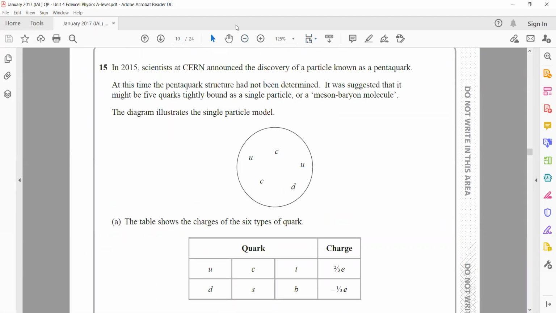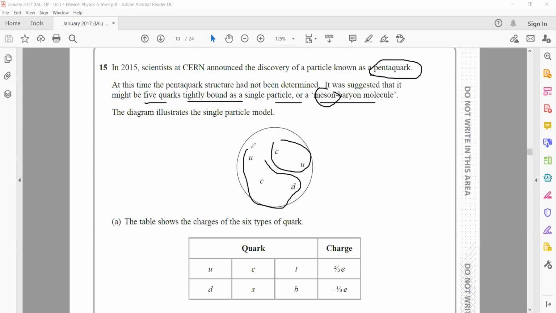In 2015, scientists at CERN announced the discovery of a particle known as pentaquark. Pentaquark means like 5 quarks are there. At this time, the pentaquark structure had not been determined, and it was suggested that it might have 5 quarks tightly bonded as a single particle or a meson baryon molecule. Why do we call it a meson baryon molecule? Because meson means quark and antiquark, and baryon means 3 quarks. So it's like a molecule of meson and baryon.